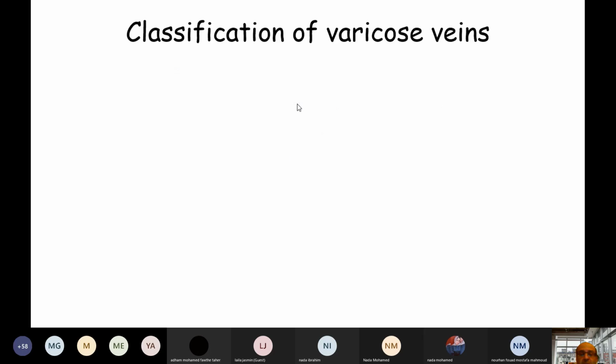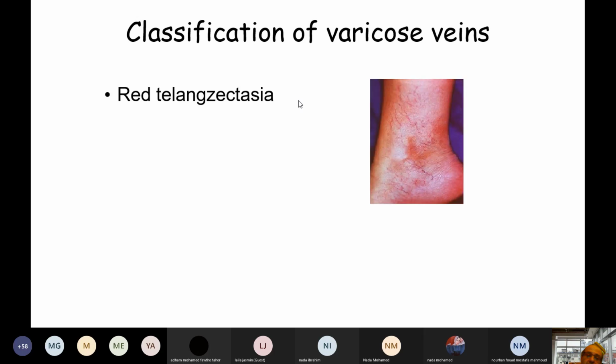If you have to classify varicose vein, we have already mentioned two classifications: primary varicose vein and secondary. Primary means that the deep system is intact, meanwhile secondary means the deep system is not good. But we have another classification according to the shape of the vessel.